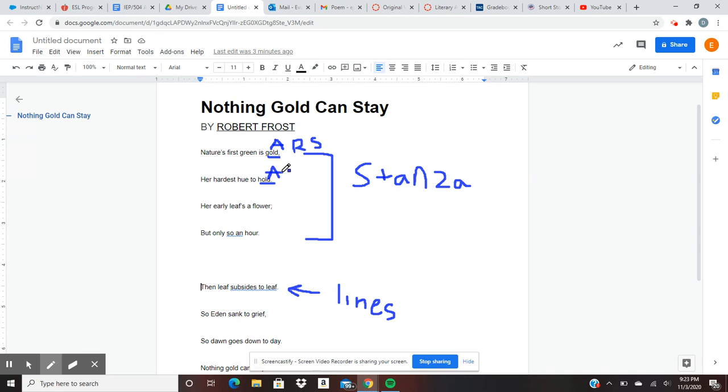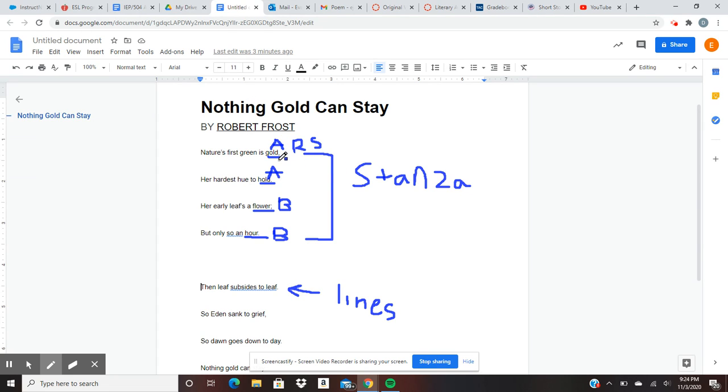So gold and hold, "her early leaf's a flower, but only so an hour." So flower rhymes with hour, but it doesn't rhyme with hold or gold. That means it's a different kind of rhyme scheme, so this is A B B. If you want to do A B, just make sure every other word rhymes.